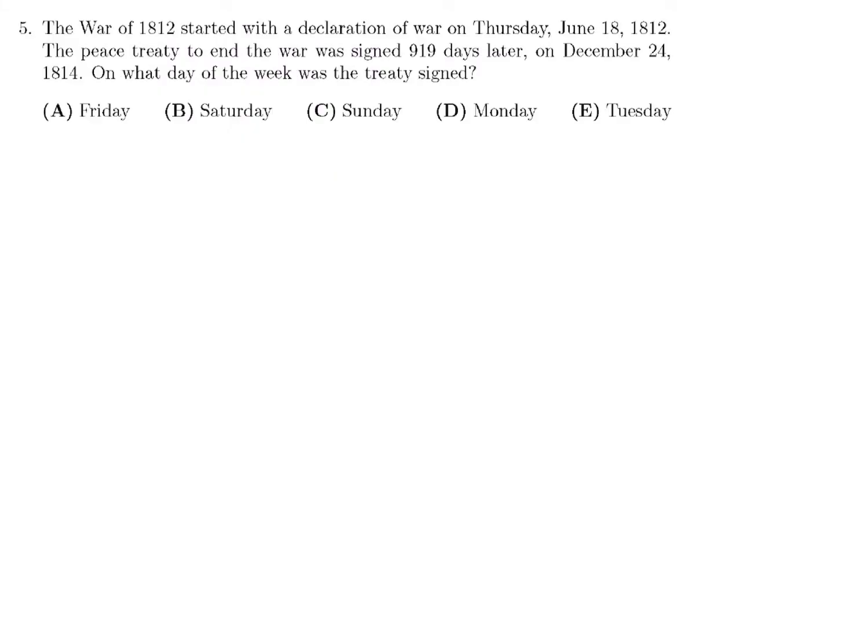The War of 1812 started with a declaration of war on Thursday, June 18, 1812. The peace treaty to end the war was signed 919 days later, on December 24th, 1814. On what day of the week was the treaty signed? Make a little calendar for yourself, Sunday, Monday, Tuesday, and so on.